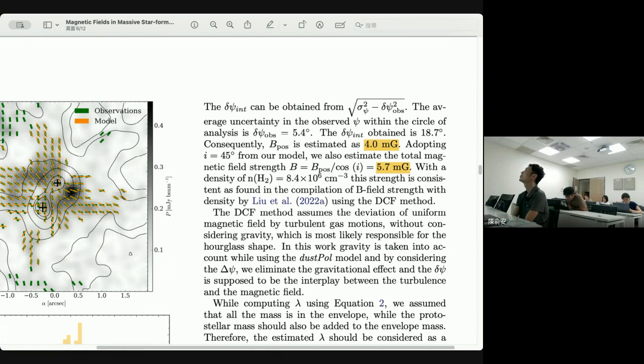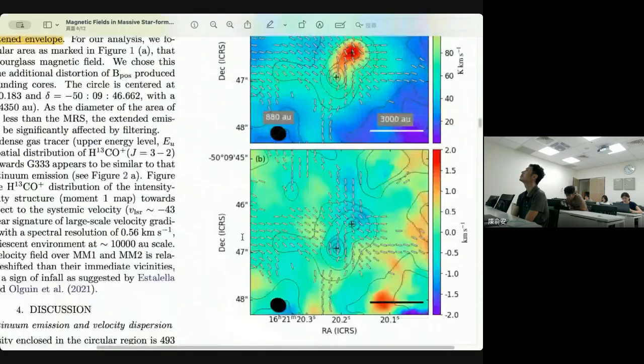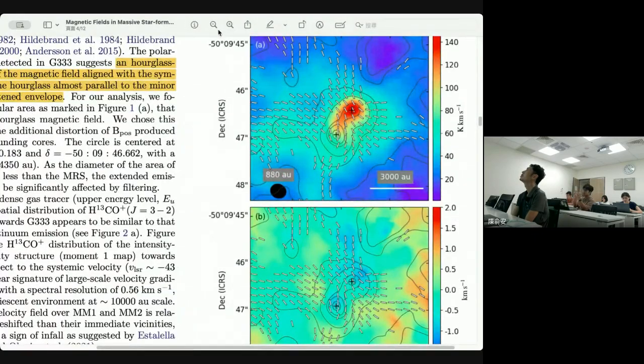So they think the collapse happened after the core reached a supercritical mass to flux ratio, leaving behind a considerable amount of magnetic flux, which will help to transport out the angular momentum through strong magnetic braking. And we can look back to this figure 2.